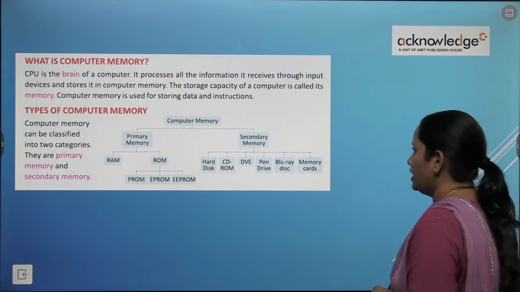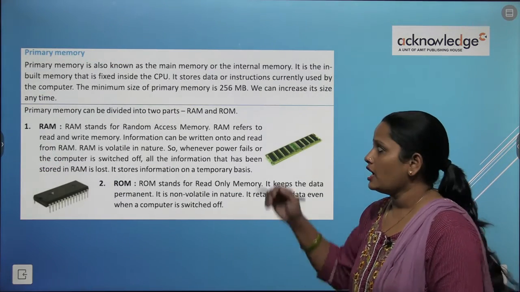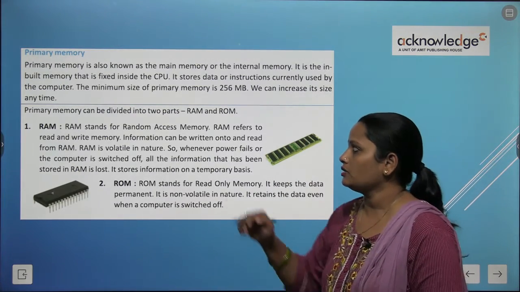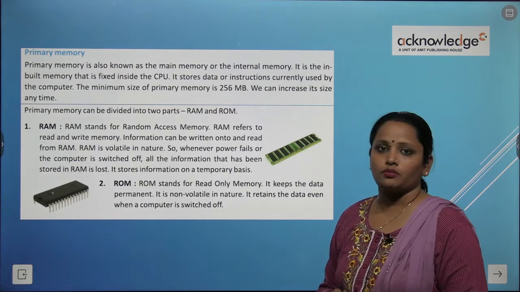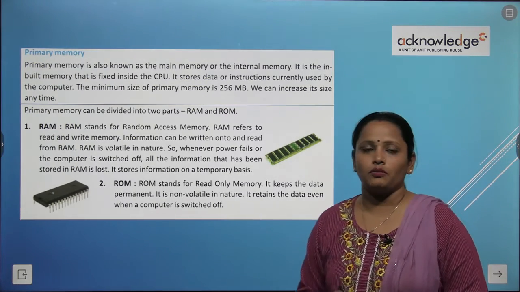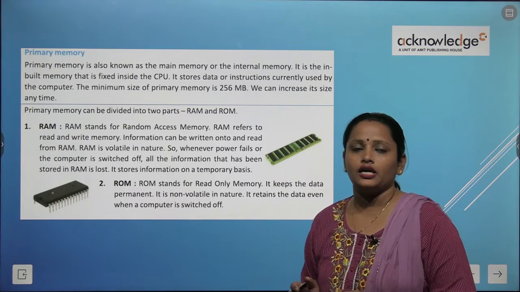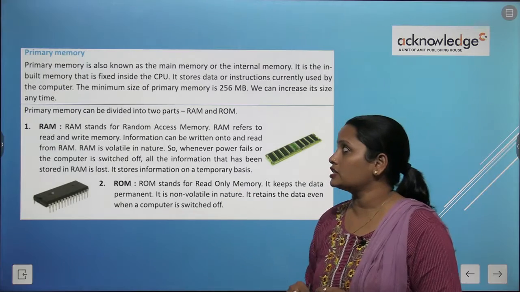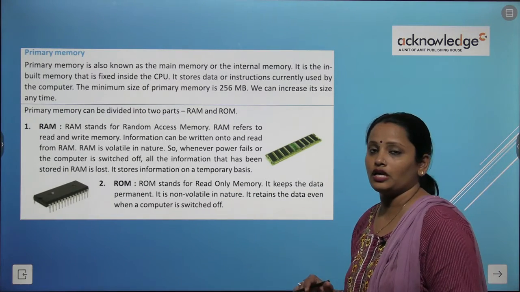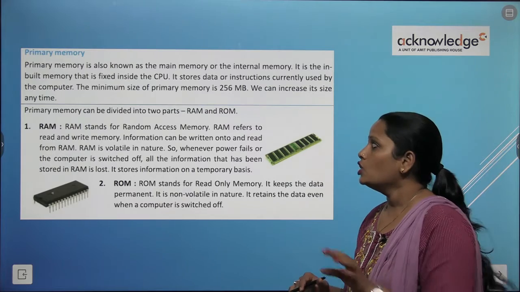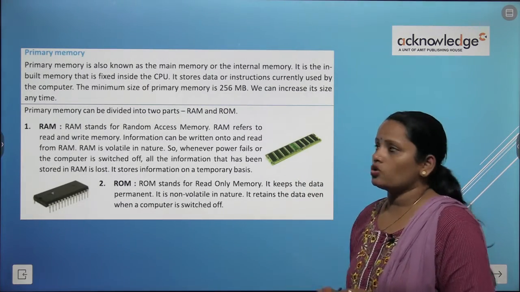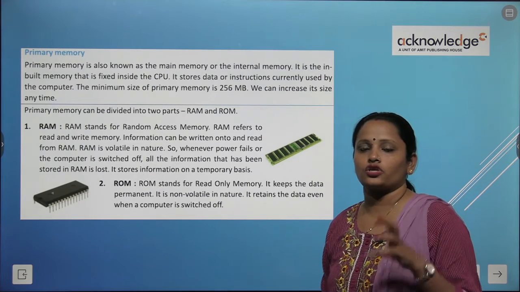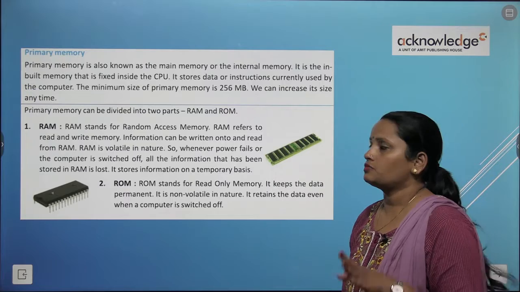So now let's quickly come to the next page and here we are going to learn about primary memory. क्या होती है primary memory? Let's read. Primary memory is also known as the main memory or the internal memory. Primary memory जो है उसे main memory कहते हैं या फिर internal memory कहते हैं. It is the inbuilt memory that is fixed inside the CPU. ये inbuilt memory है जो CPU के अंदर fix रहती है, उसे हम हटाते नहीं हैं. It stores data and instructions currently used by the computer.